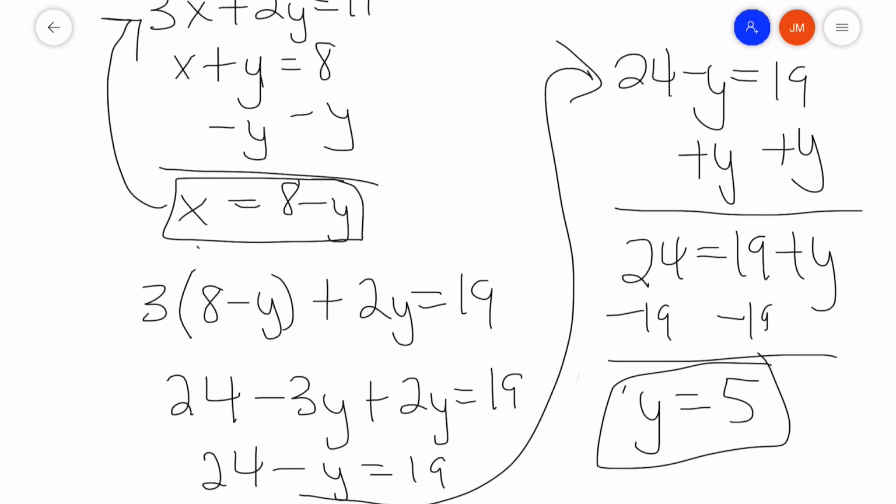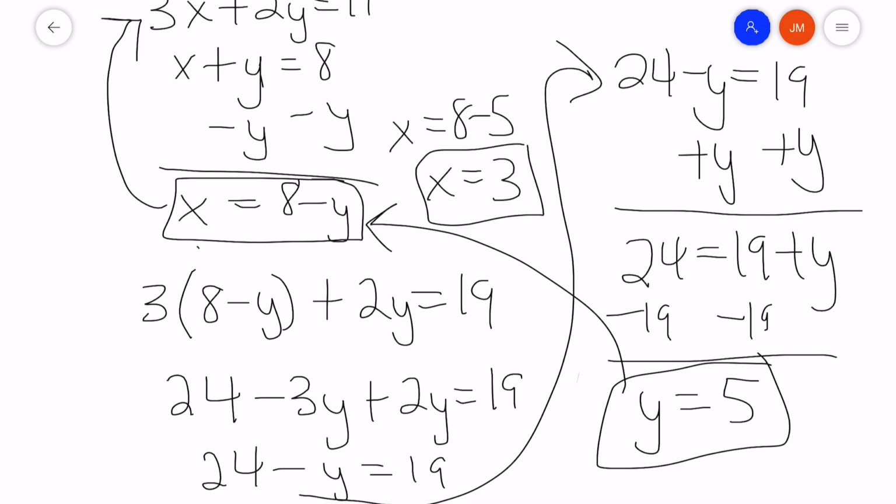And so we can plug y back into our equation for x. And we know x equals 8 minus 5, so x equals 3. And again, you can always check your work by plugging in our x value and our y value back into our initial equations.